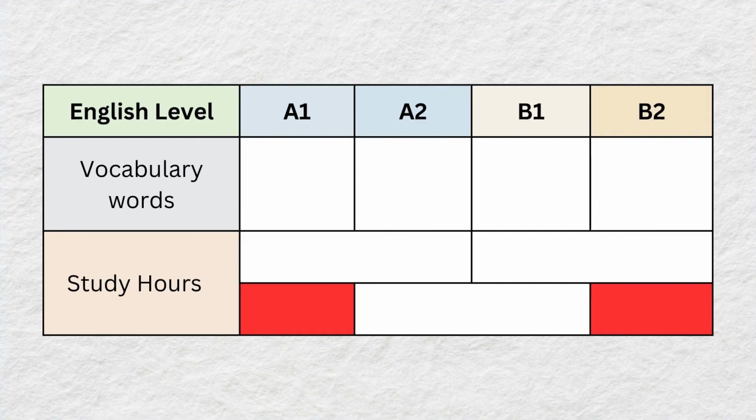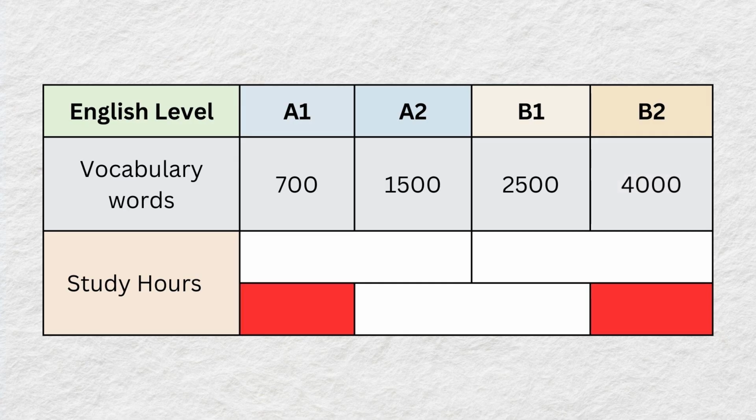So for example, at the A1 level, people usually know around 700 vocabulary words. At the A2 level, they usually know around 1,500 words. And then at the B1 level, they usually know around 2,500. And then at B2, it's around 4,000.